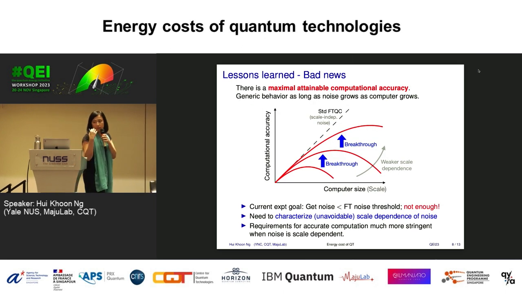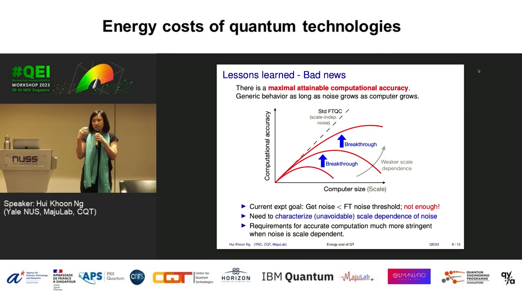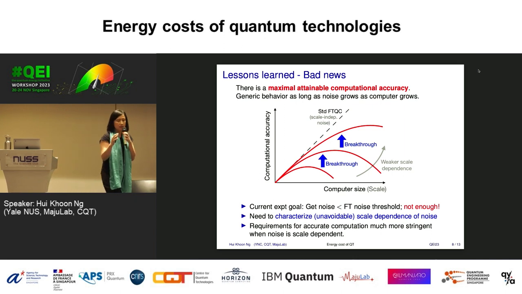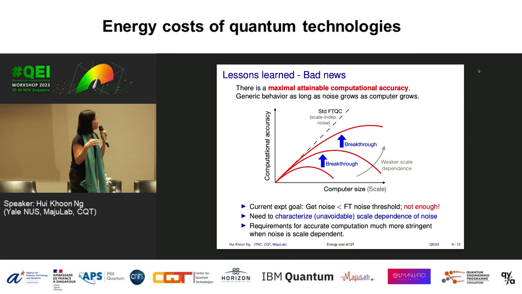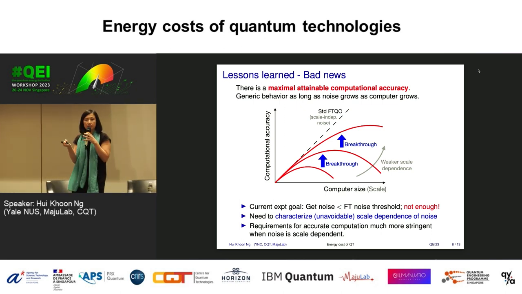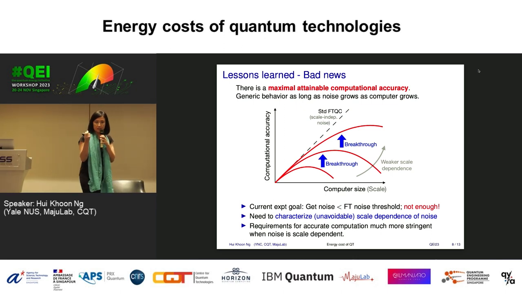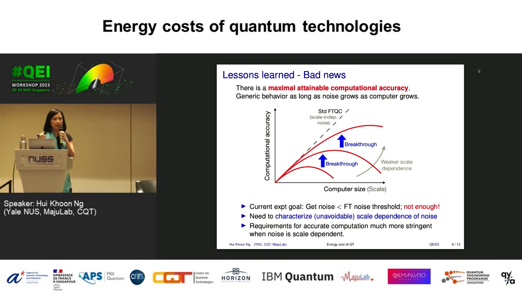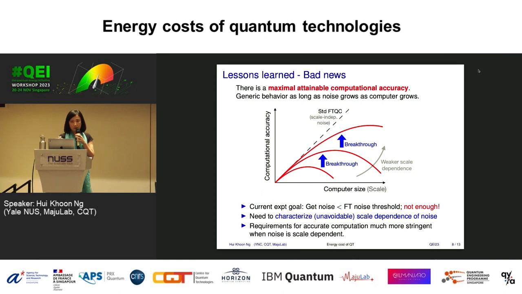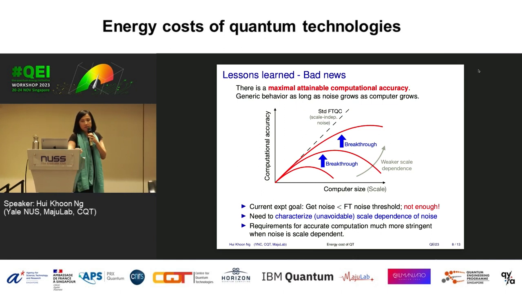So that's the bad news part of it. Because of the scale dependence of the noise, something that actually violates the original idea of fault-tolerant quantum computing, it just means that you do not really have a technology that is completely scalable yet. But this is where we are at the moment, and it's quite likely that this will remain true for quite a while. So as long as you are here, there's going to be a maximum attainable computational accuracy.